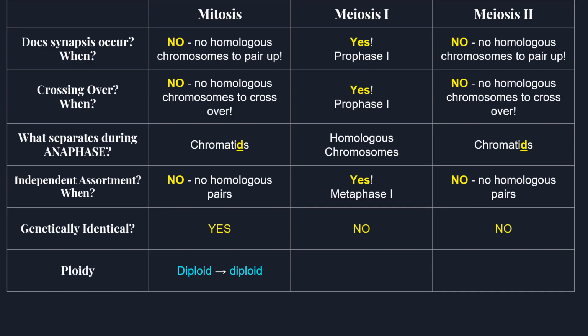Perfect clones. Whereas in meiosis 1 and meiosis 2, a little bit different. In meiosis 1, we go from a diploid cell to a haploid cell. And in meiosis 2, since we're starting with a haploid cell and we end with a haploid cell, it's haploid to haploid. Sound good? Okay, so I'm now going to bring up a couple of key questions that students sometimes struggle with. So let's go through those together.